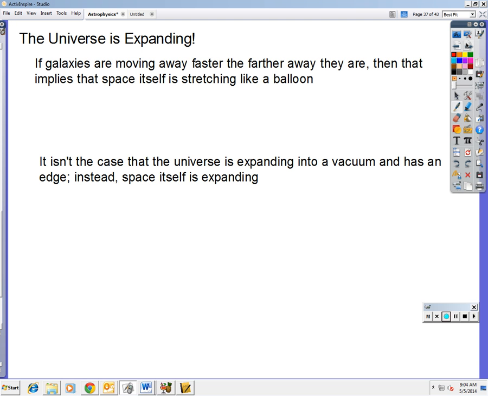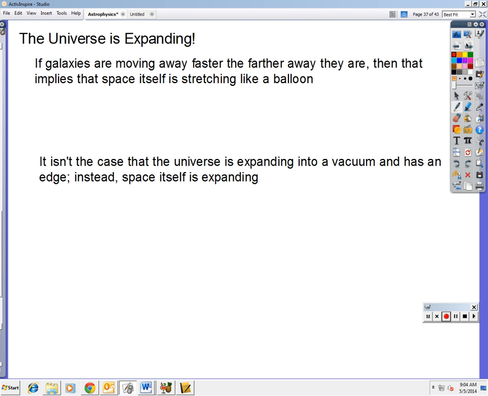If you blow up a balloon, you'll find that 2 points that start out close to each other will move away from each other, but they'll do so slowly. Whereas 2 points that start out far away from each other will also move away from each other, but they'll do so more rapidly. And you need to be able to explain why Hubble's law indicates the universe is expanding.